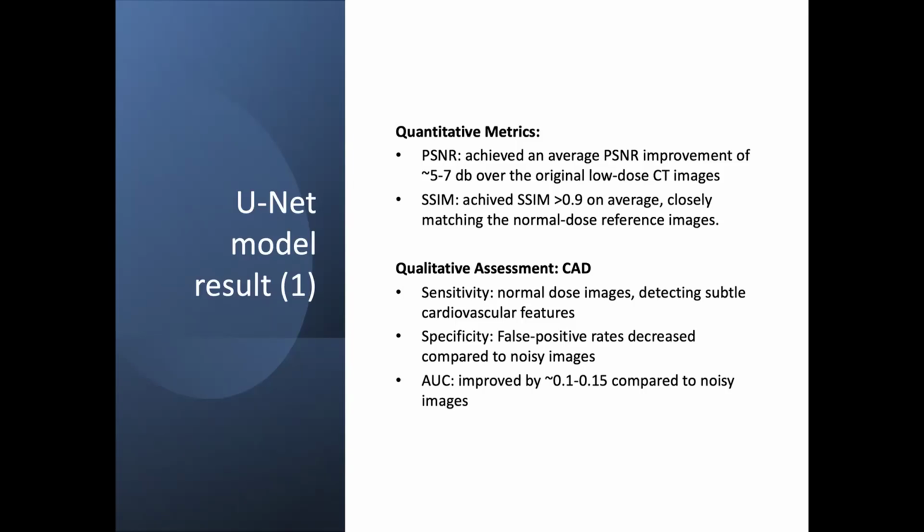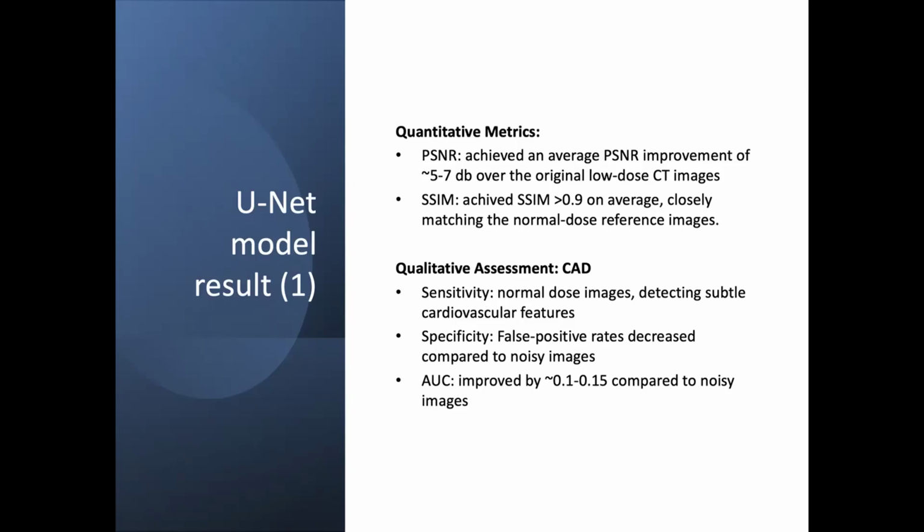And then for the UNet result, the first result shows that the model demonstrated significant improvement in image quality for cardiovascular low-dose CT images. The peak signal-to-noise ratio, PSNR, for the UNet model showed an average improvement of 5 to 7 dB over the original low dose CT image. The substantial increase in PSNR confirmed that UNet effectively suppressed noise while preserving overall image fidelity.